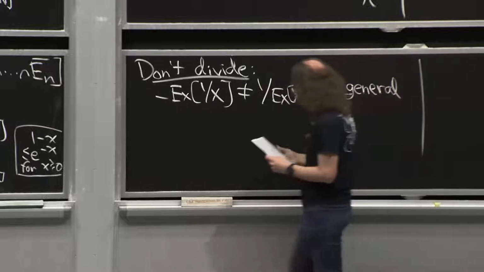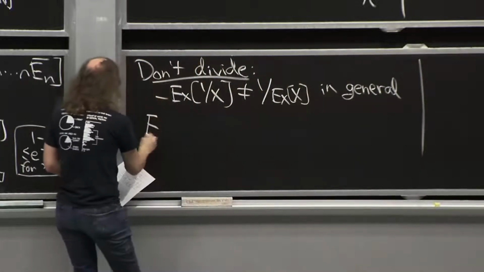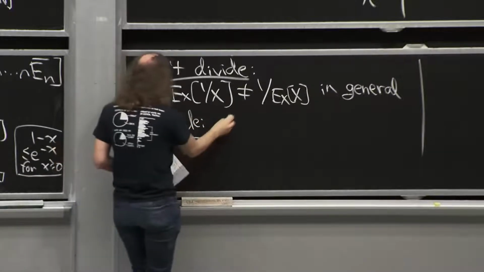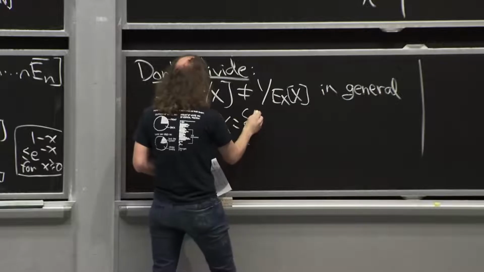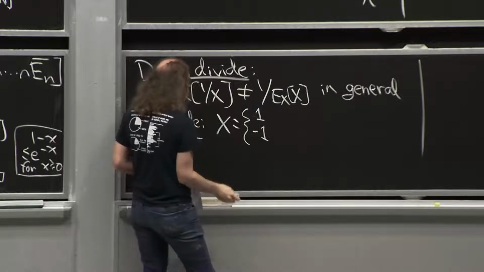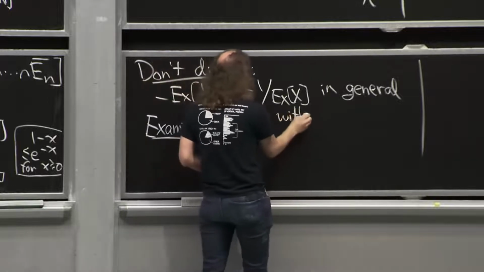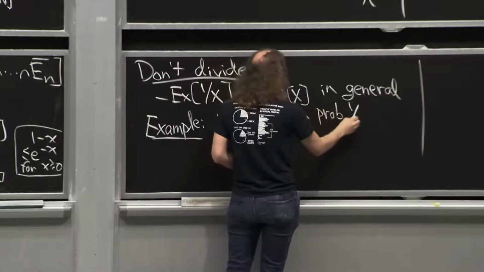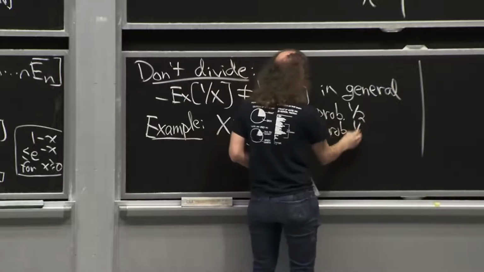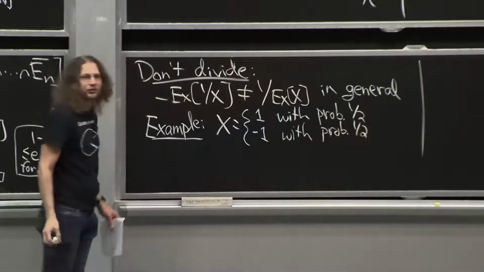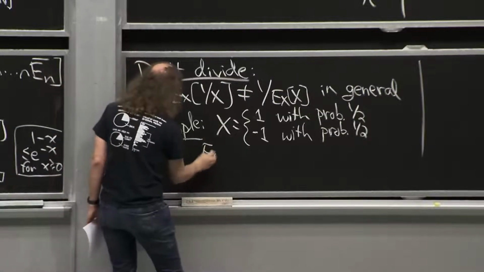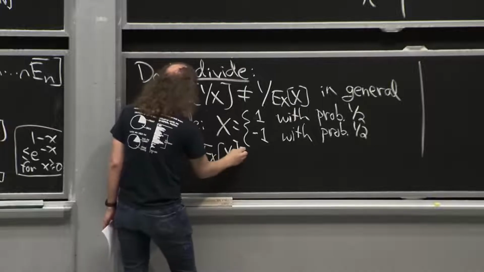And here's one example where this is particularly striking. They're very different. Suppose you have x. This is almost an indicator random variable, but instead of 1 or 0, it's going to be 1 or minus 1. So let's say it's 1 with probability 1/2 and minus 1 with probability 1/2. OK? What's the expectation? 0. It's just the average, because they're equally likely.